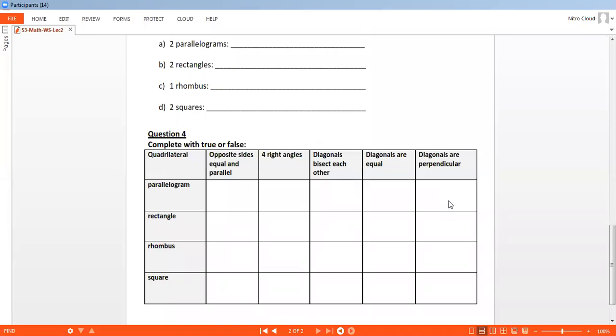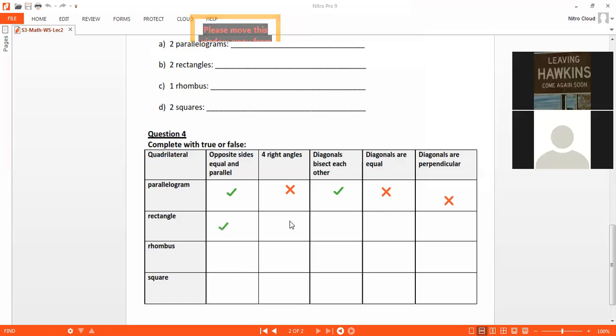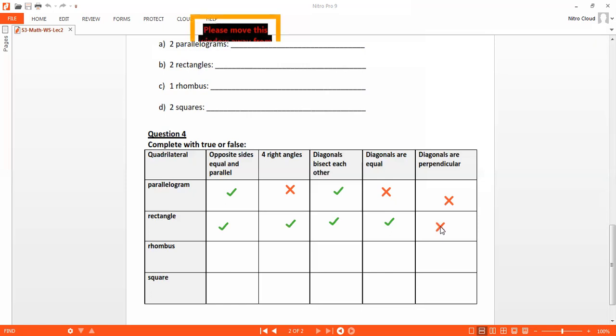Mahdi, welcome. Yalla, the rectangle. Does it have opposite sides equal and parallel? Yes. Does it have 4 right angles? Yes. Diagonals bisect each other? Yes. Diagonals equal? Yes. Diagonals perpendicular? No. Bravo Mahdi.